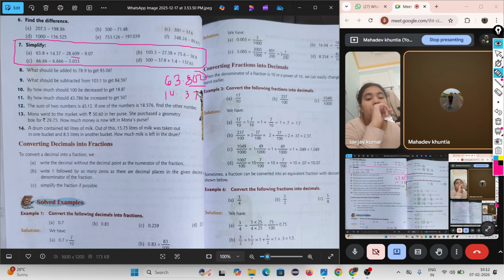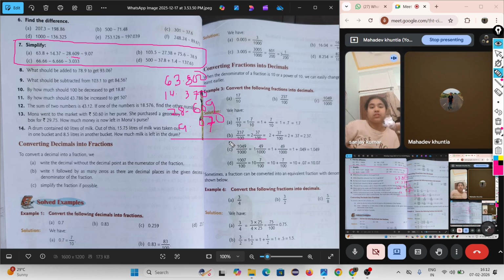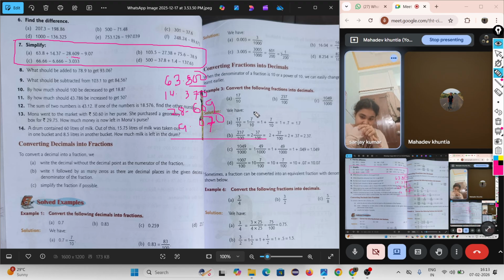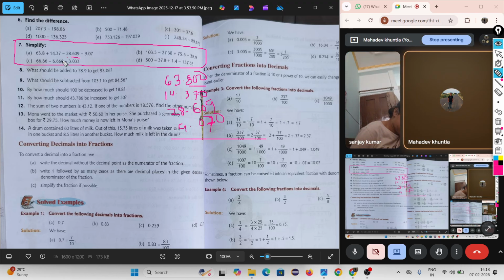Then 14.37, we have to add a 0. Then 28.609, there is no change in this number. Then 9.07, we have to put another 0. Okay. Then according to the instruction, first you do this question. Do question number 7a. Make it normal addition and subtraction.